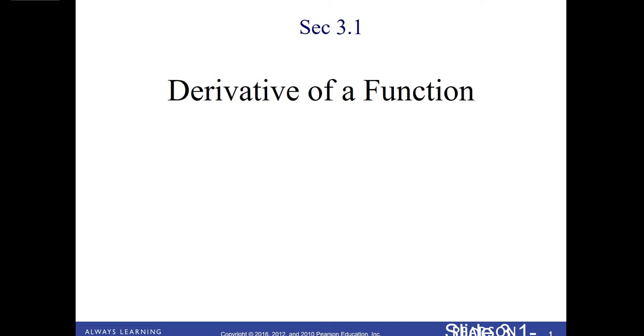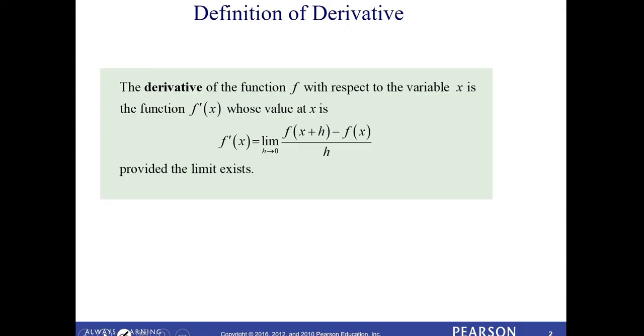3.1 is the derivative of a function. So the definition of the derivative, this is one we have been using, and up to this point we've been talking about it as instantaneous rate of change. Now we're using the term derivative.